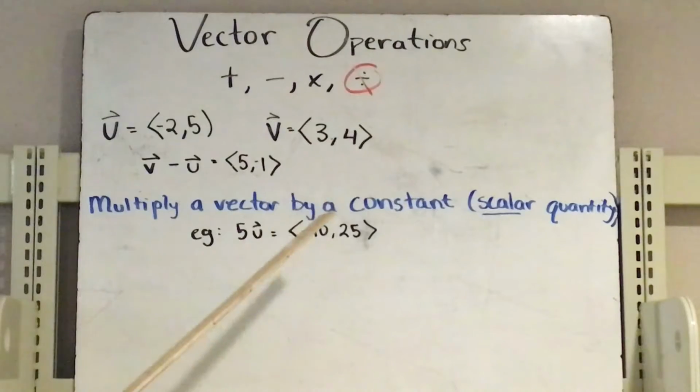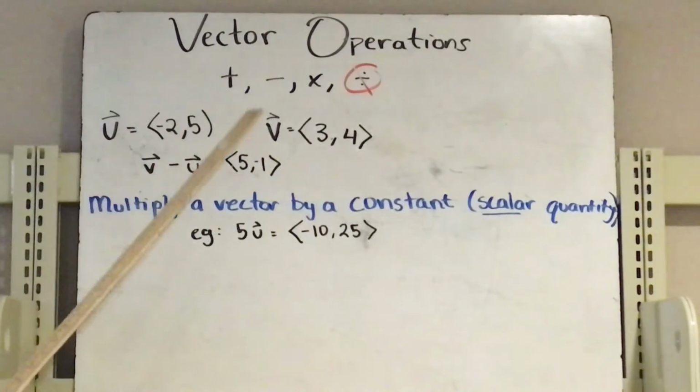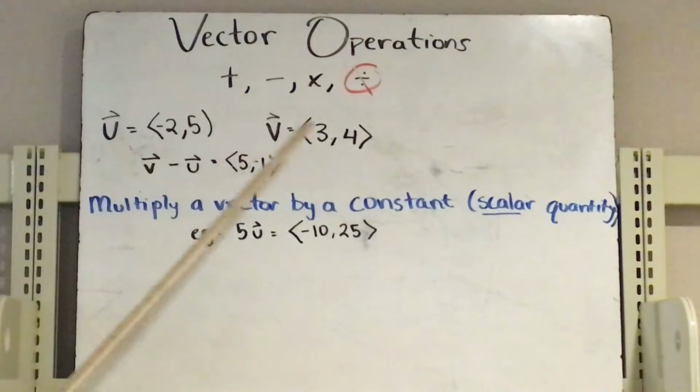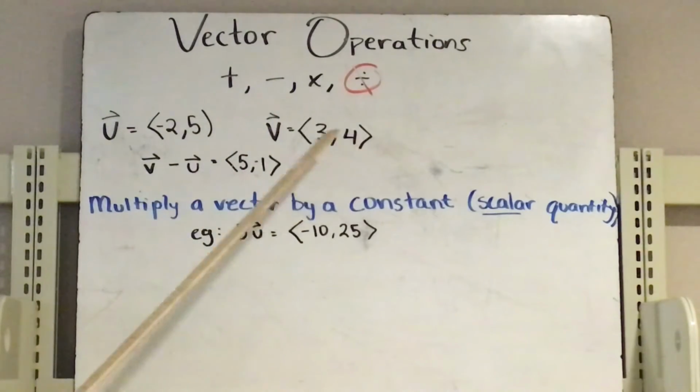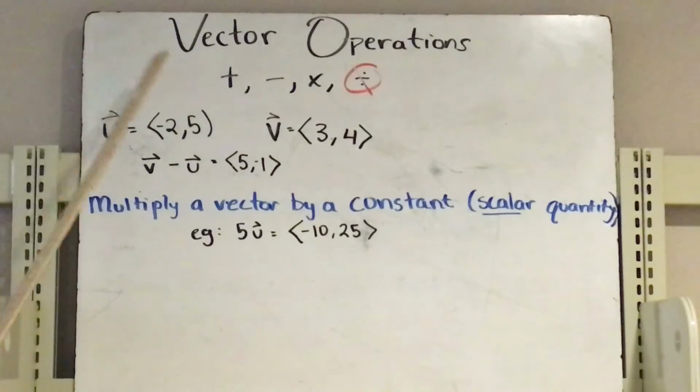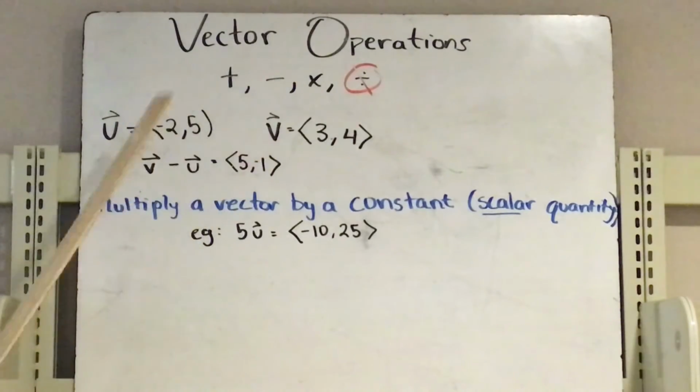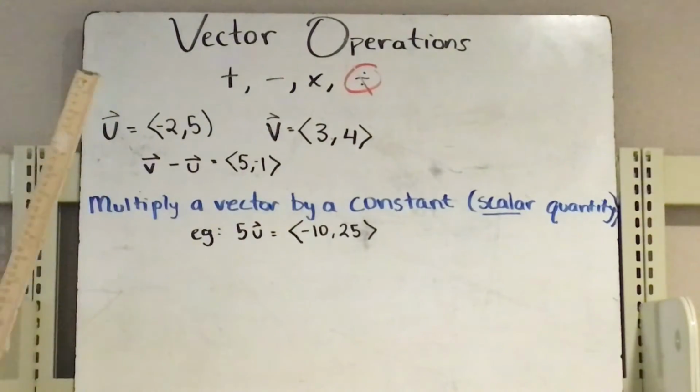Then, for example, I didn't write it down, but if you want to do vector u times vector v, it'd be negative 2 times 3, which is negative 6. And then 5 times 4 is 20. So vector u times vector v would be negative 6, 20. And that's how you do vector operations.